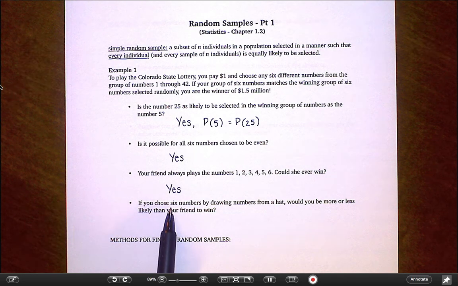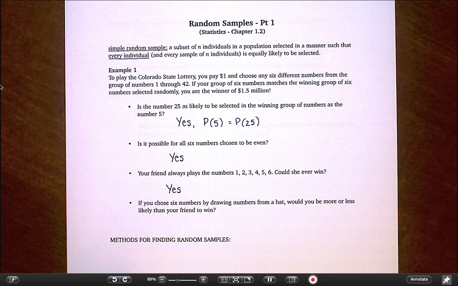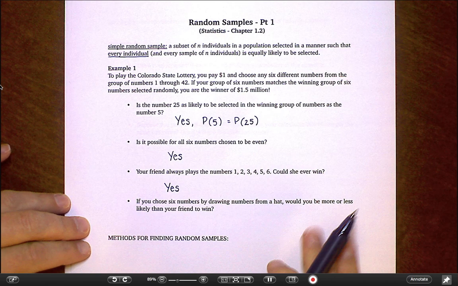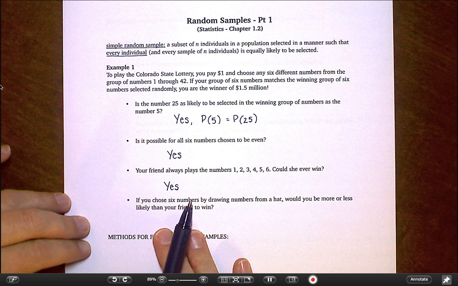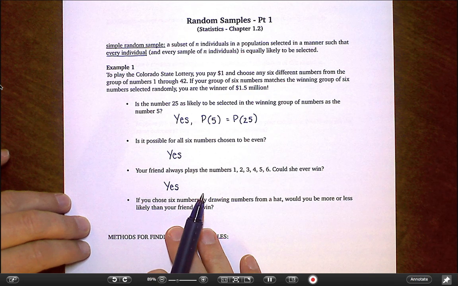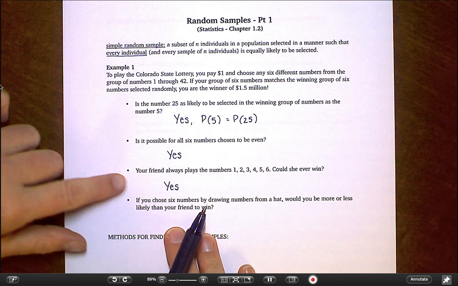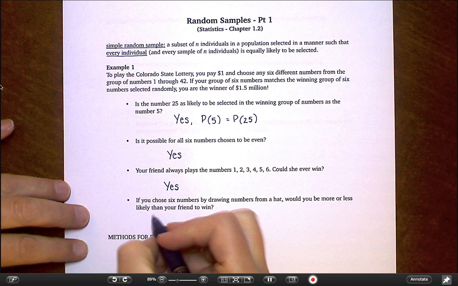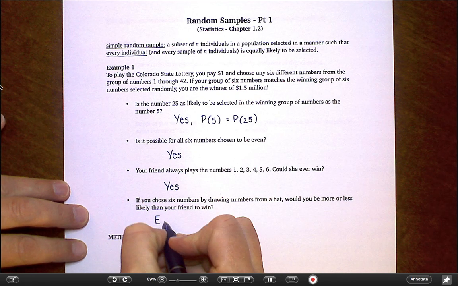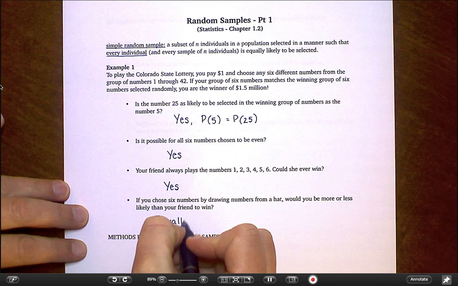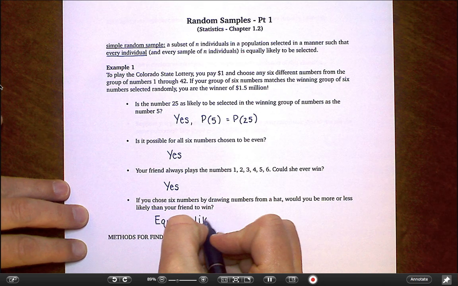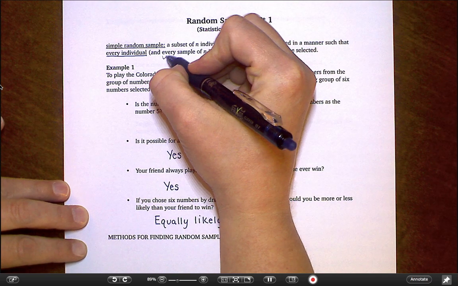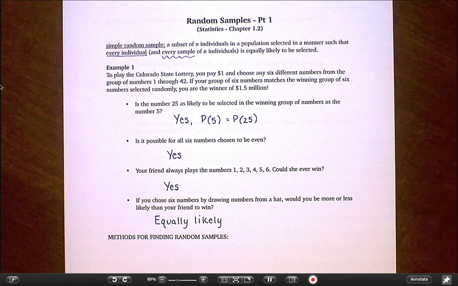So let's say you choose your numbers by basically simulating the lottery. You're going to put 42 numbers in a hat and draw them out one at a time. Are you more or less likely than your friend to win? Well, the group of six numbers that you come up with is equally likely to be chosen as 1 through 6. And I know that feels weird, but it's true. Okay? So I would say equally likely here. And that kind of comes back to this idea that every sample or every group of six has an equal chance of being chosen for the lotto.